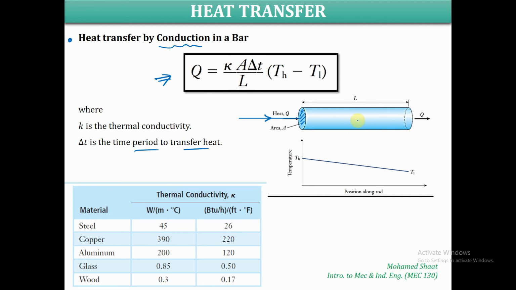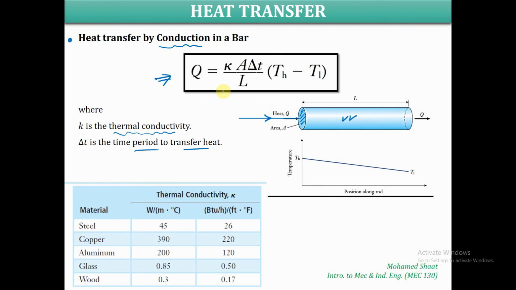L stands for the length of this solid part, and k stands for the thermal conductivity. What is the thermal conductivity? This is a material property that depends on the material type of this solid object. Depending on its material type, it gives it the ability to allow for heat transfer. So the thermal conductivity is a measure of the ability of this material to allow for the heat transfer through the solid material.